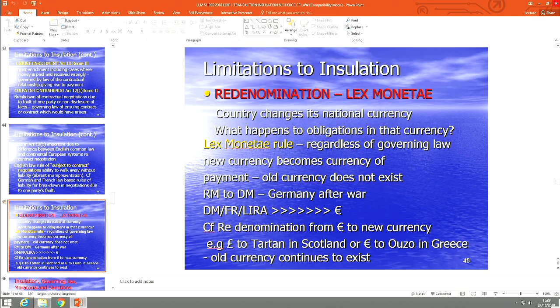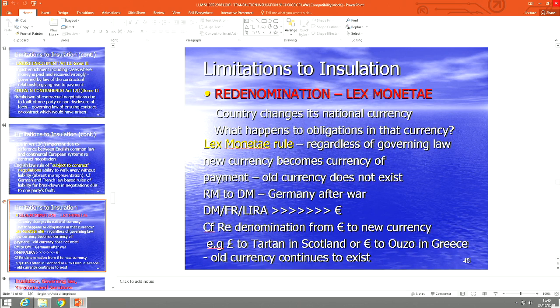It's not the first time it happened. It happened when, the best known example, the Deutschmark, the French franc, the lira, and all the currencies of the European Union disappeared and were replaced by the euro. Now think of all the bond issues, think of all the syndicated loans which were denominated prior to the introduction of the euro, which were denominated in lira, Deutschmarks, French francs, and the like. What happened to them after the euro was introduced? The answer takes you right back to this so-called lex monetae rule.